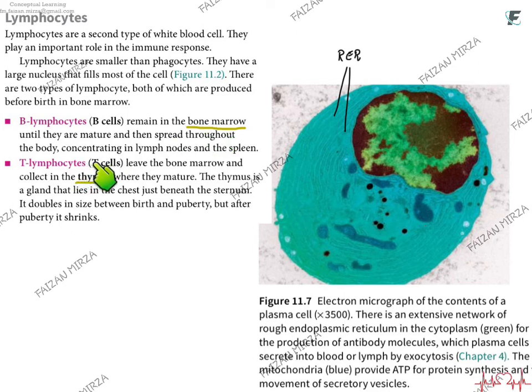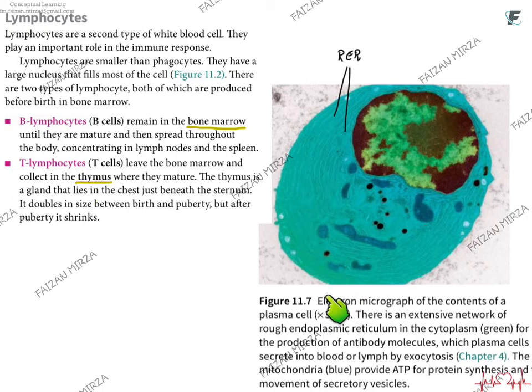But T cells are produced in bone marrow, but then they migrate from bone marrow and they are collected in thymus. Thymus is a gland in the chest region below the sternum bone, and this is where the thymus will provide them with the environment and the chemicals which are required for the appropriate functioning of these cells. So these T cells start to mature once they end up in thymus.